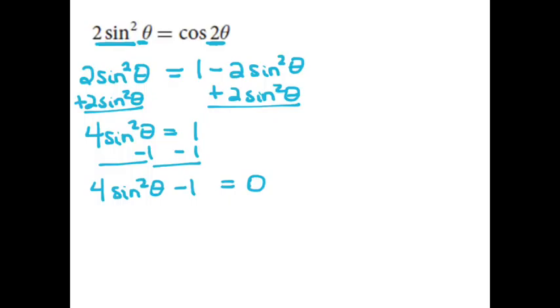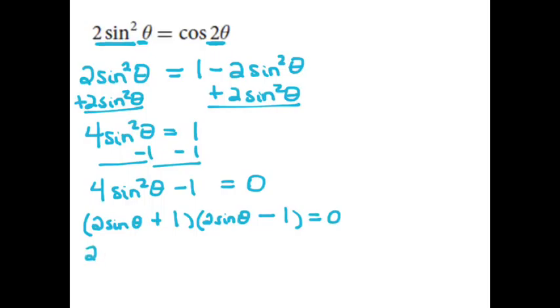So now I see I have 2 terms and they're being subtracted. And I notice that both of those terms are perfect squares, because sine squared is obviously squared and 4 is a square number. And then 1 is also a square number. So I can factor this like a difference of squares. The square root of 4 sine squared would be 2 sine theta times 2 sine theta, because the 2 times 2 would give me 4, and sine theta times sine theta would give me sine squared theta. And then, of course, the square root of 1 is 1, so 1 times 1. And then I need a plus and a minus. And this is equal to 0.